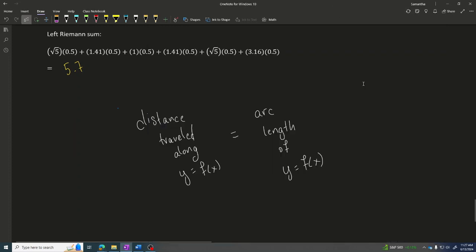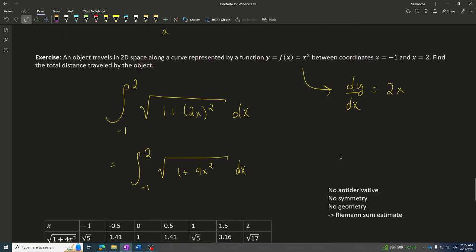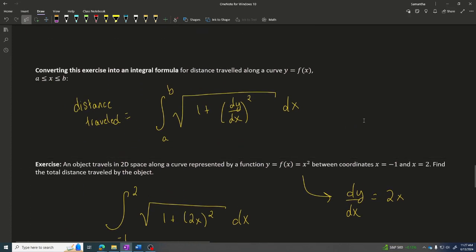So just bear in mind that if someone is asking you for the arc length of a curve, then you can also use this exact same formula to calculate that result. Okay, and that concludes today's video talking about definite integrals as they apply to two-dimensional motion.